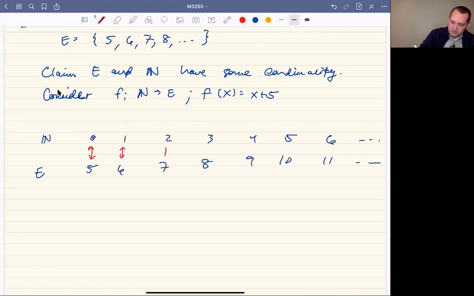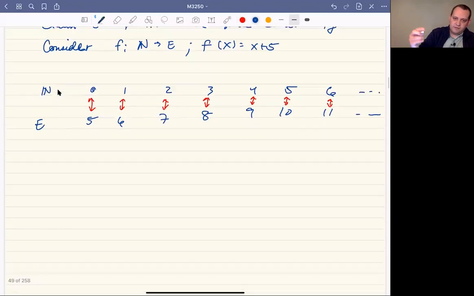0 corresponds to 5, 1 corresponds to 6, 2 corresponds to 7, 3 corresponds to 8, and so on. Because we can put these in 1-to-1 correspondence, in other words, because there's a bijection, they must have the same number of elements, because we can match up exactly one for one element. One element in the natural numbers corresponds to one element in E. So there's the same number of elements in the non-negative integers N as there is in E.